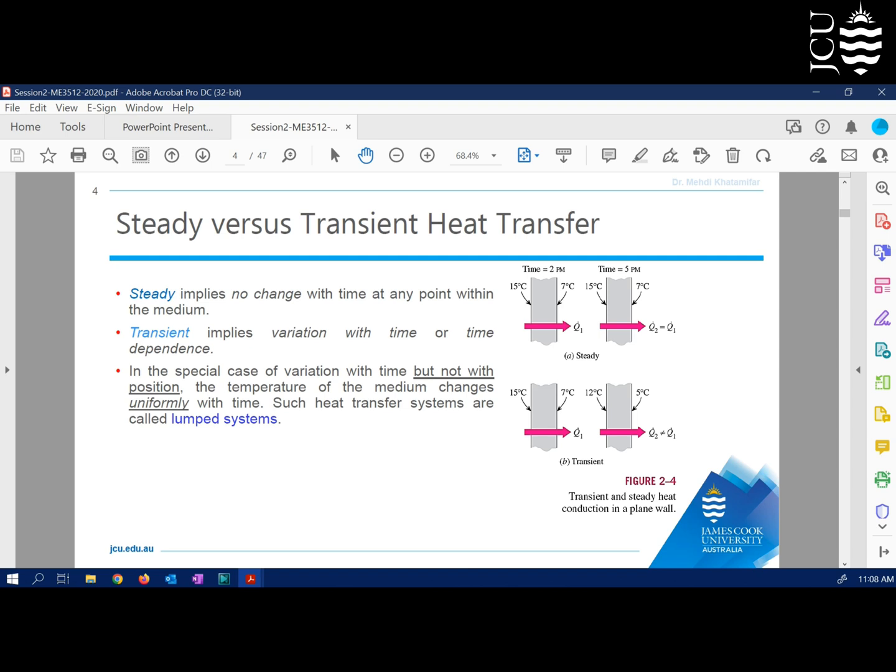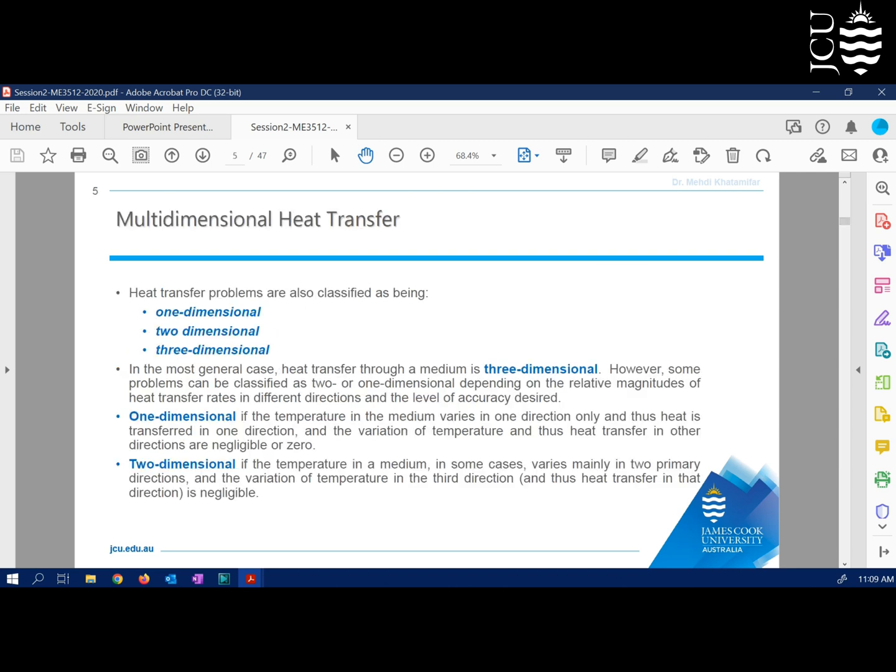And to simplify any type of problem, we can consider a steady state problem, which doesn't have the effect of time, or a transient problem, or lumped system, which means we have a time variable, but we don't have the position effect. So remember the example of the potato inside the oven. I can consider the potato has one temperature, 100, 150 degrees, but I'm not going to consider different temperatures inside my potato. The whole potato is going to have one temperature.